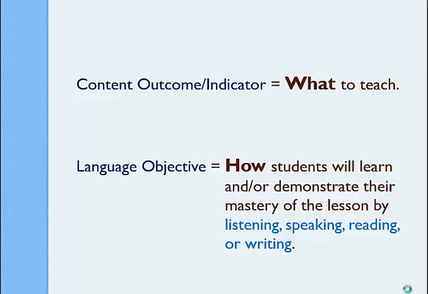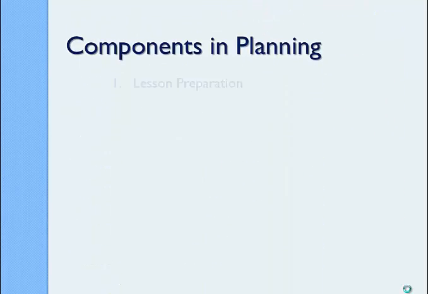The content outcome or indicator will tell you what to teach or what the student will learn, and the language objective is the how: how you will teach, how students will learn, and how they will demonstrate what they know through listening, speaking, reading, and writing. So the two really do work well together. Some teachers may be doing this already, but Literacy Infusion is trying to get all teachers to focus on that and make a point of teaching language.